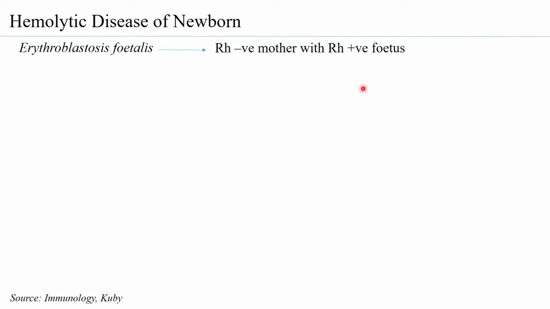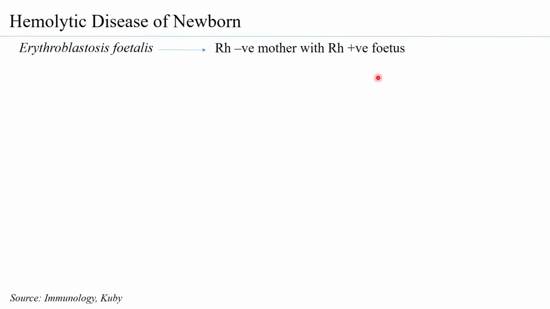Now, how is this possible? It is possible because the father may be Rh positive. So then the fetus can have the Rh positive present. So you must understand that the Rh negative mother, because she has never been exposed to Rh positive, initially will not have any antibodies against the Rh factor.